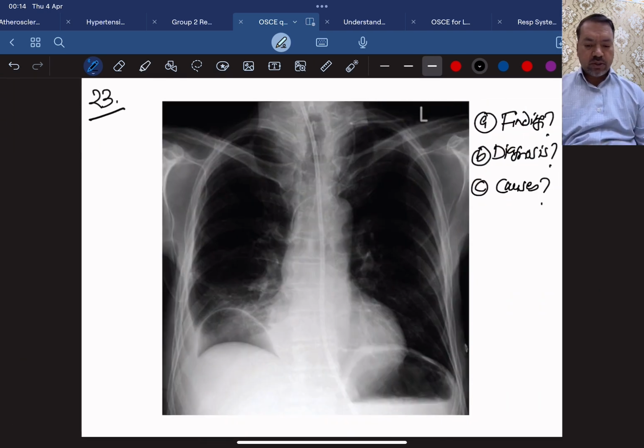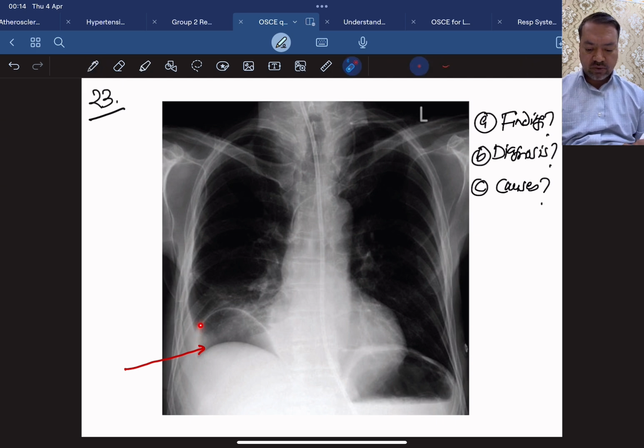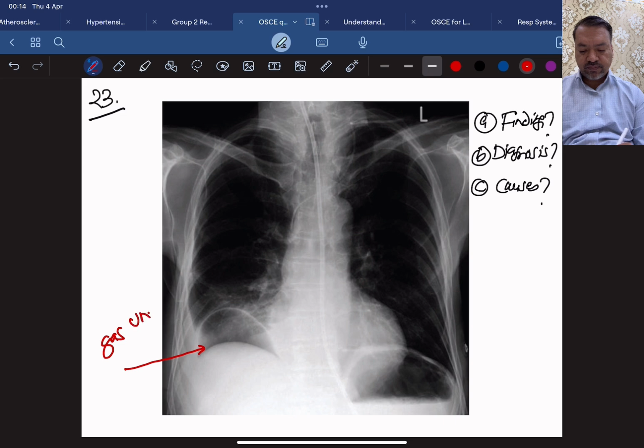Now let's move on to another case. Look at this X-ray very carefully and try to find out the important findings here. Now when I look at this X-ray very carefully, there is a gas under the diaphragm. See here, this. So diaphragm, you can clearly see the diaphragm here. Okay, diaphragm, and there is a gas under the diaphragm. So I can show you like this. This is the diaphragm here. Okay, on this side and on this side, the dome of the diaphragm. So there is a gas under the diaphragm.